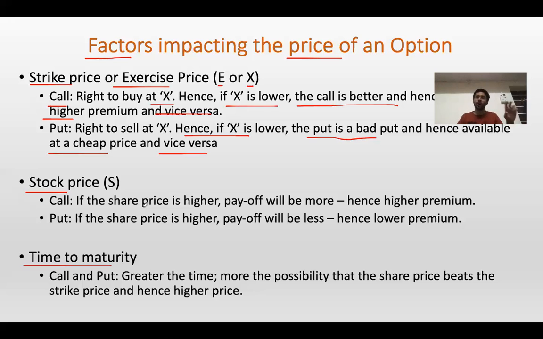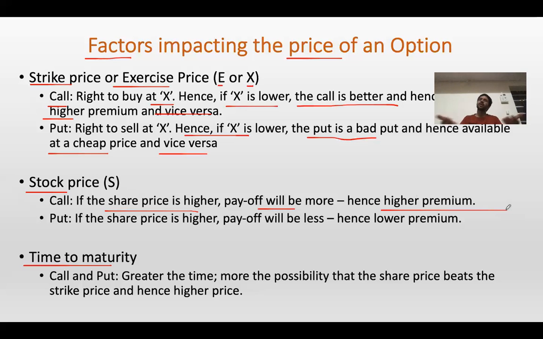Which one is better? Obviously the first call option, which has a current share price of 120, is better, because the first option is a little more in the money than the second option. So if the first call option is better, which one is going to have a higher price? The first one, obviously. Because again, remember our old rule that we understood through the example of a car: a better option is going to have a higher price compared to a poorer feature option. So for a call option, if the share price is higher, the payoff will be more, and hence the premium will be higher.